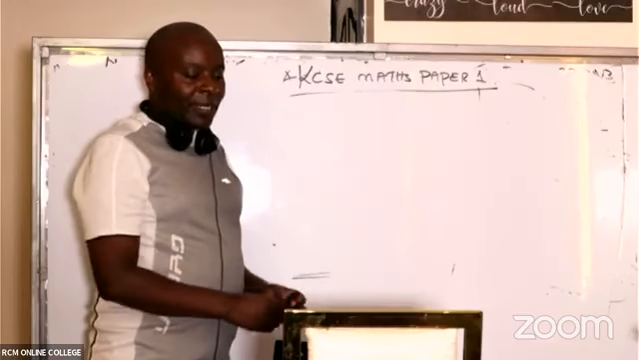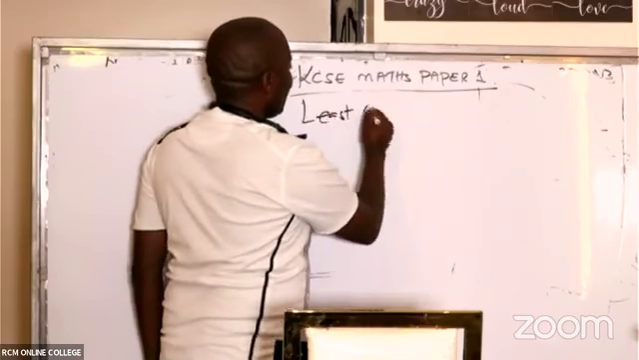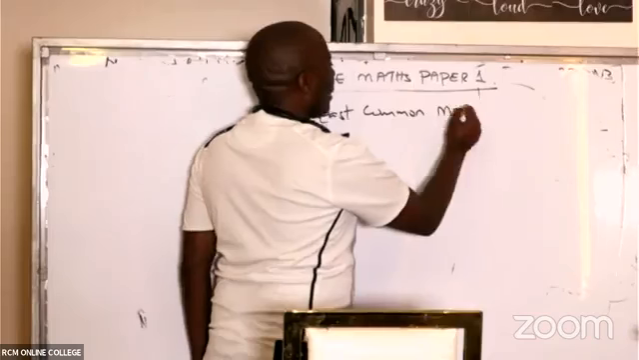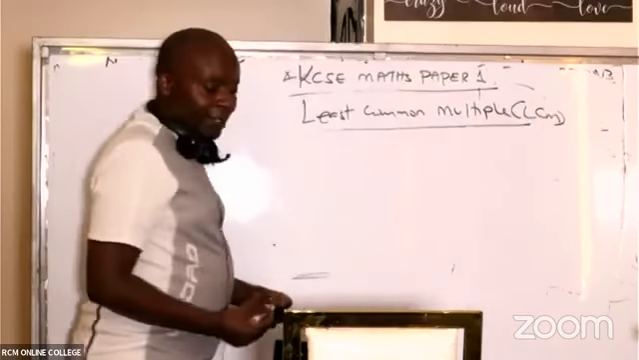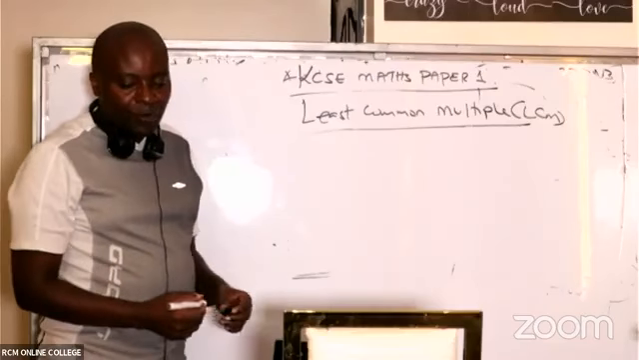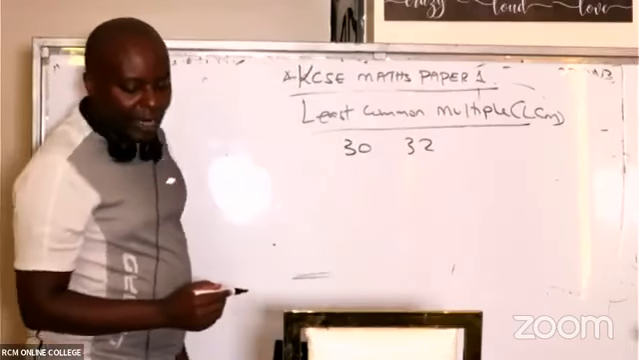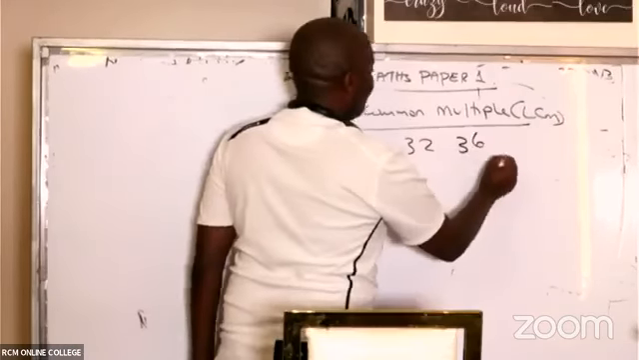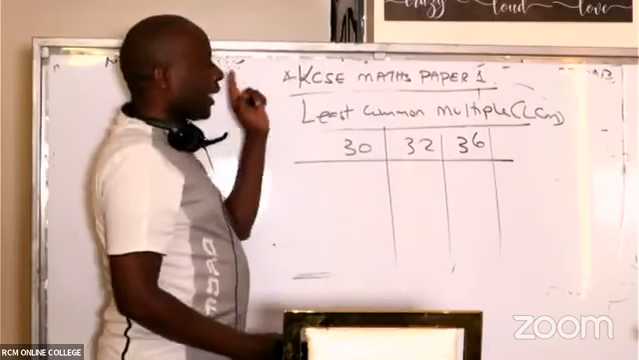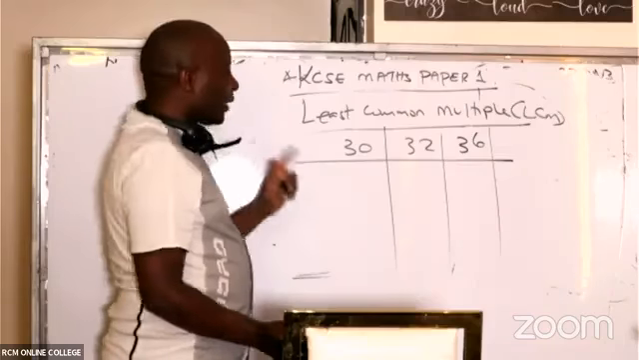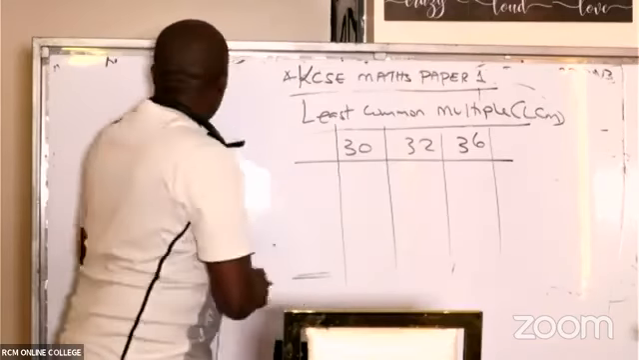All right, so ladies and gentlemen, go ahead and mention the least common multiple, LCM. So for LCM, I would want you to give me the LCM of these three numbers. We have here 30, 32, and then we have 36. Because there are three, it's either you get the factors using a calculator, or you use a tabular approach.